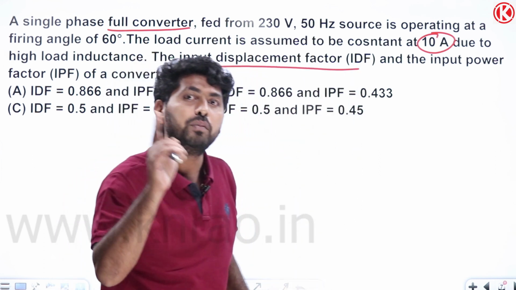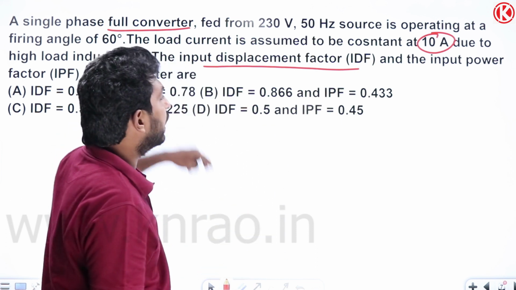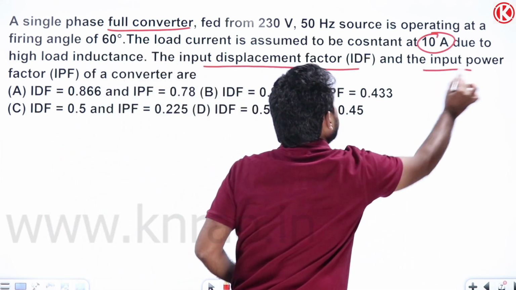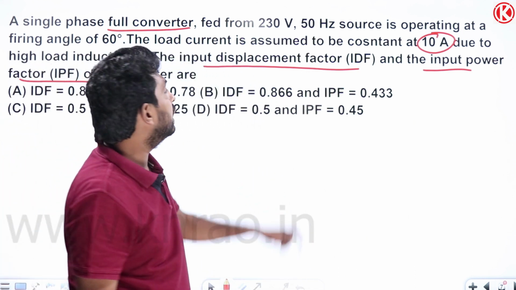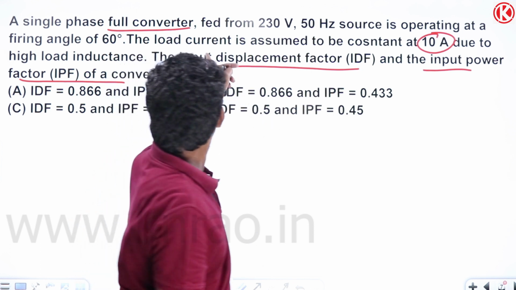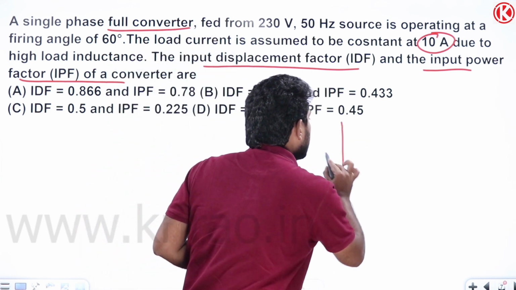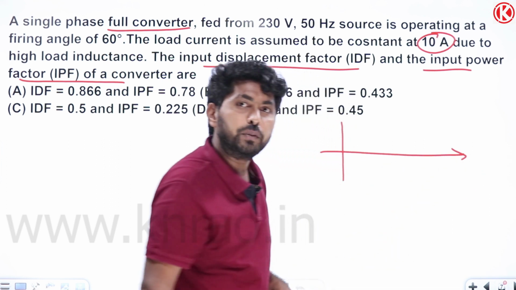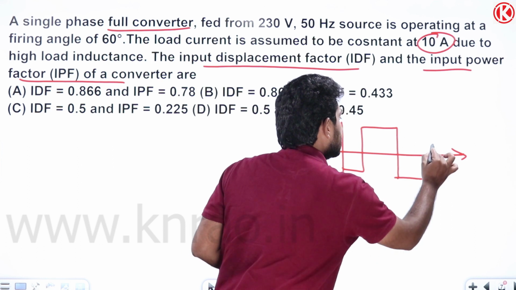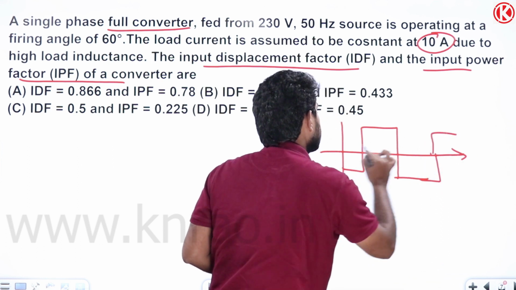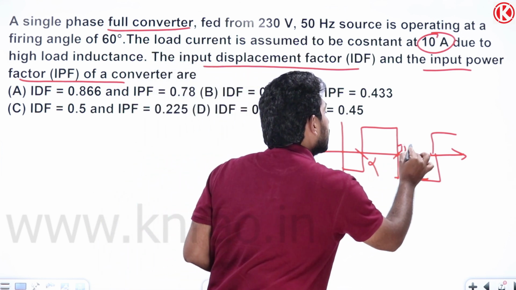The input displacement factor is also called the fundamental power factor, and we need to find the input power factor. How can we find the input power factor and input displacement factor? It is a fully controlled converter. If I draw the IS waveform, how will it be? Let me draw the IS waveform so that you can understand easily. The IS waveform will be like this. It will start from alpha to pi plus alpha.